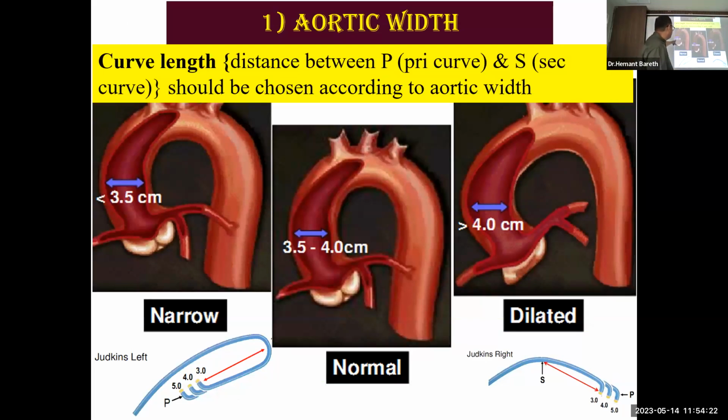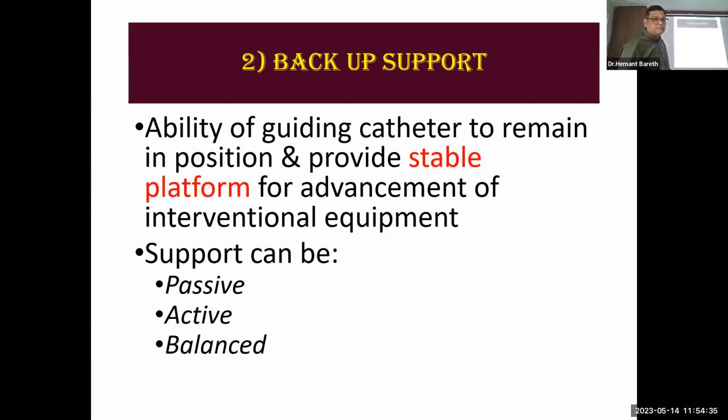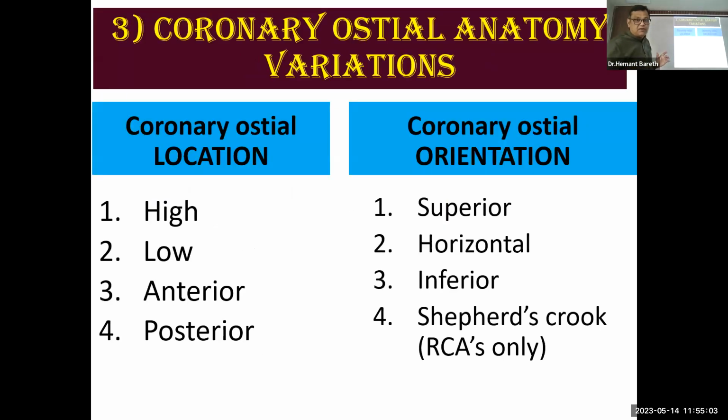So aortic width, as I said, determines the size of the catheter. 3.5, you use 3.5. If it is dilated, then you use 4, 5, or 6, whatever. Then backup support, as I said, there are 3 types. One is passive backup support, based on all those anatomical things we discussed: how much tip goes in, what is the angle theta, what is the contralateral wall support, what is the root of aorta support. All these things determine the passive support. But there is also a way to improve support with any catheter, and that is called active support. And something in between is balanced. I will show you what is there a little bit later.